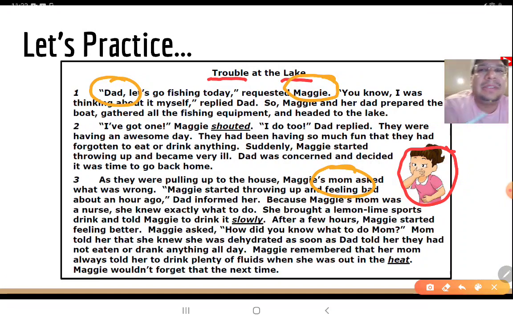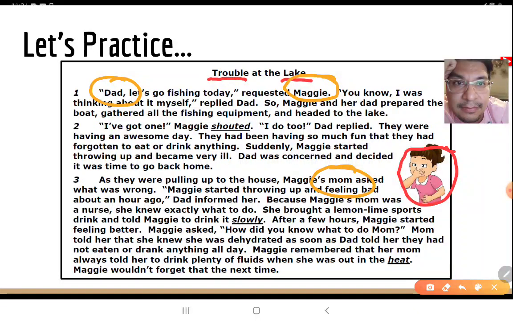But what else can we tell about this fiction story? There's a problem. What is that problem? Think about it. What is the problem? You're right. She got sick. She got sick while she was on the trip.